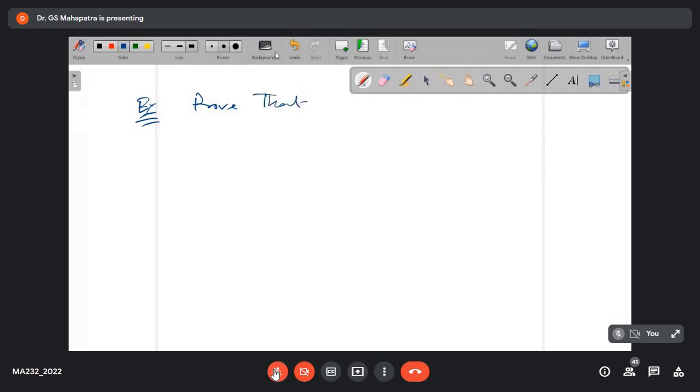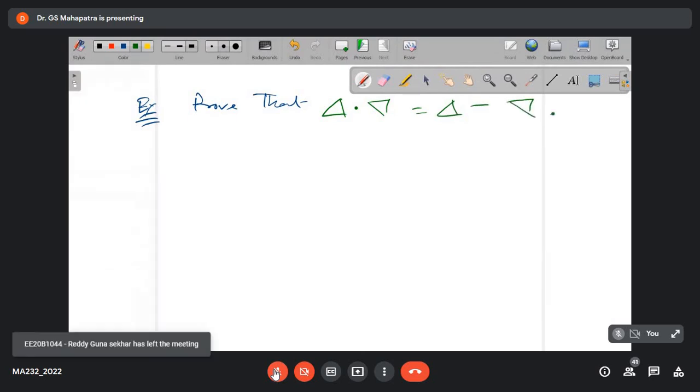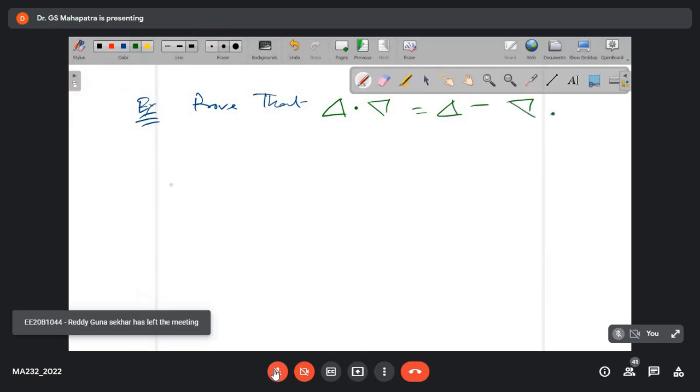Okay. Prove that delta dot nabla equals delta minus nabla. How to prove that one? Take the left hand side or the right hand side and then prove it. Okay, now the proof of this one.